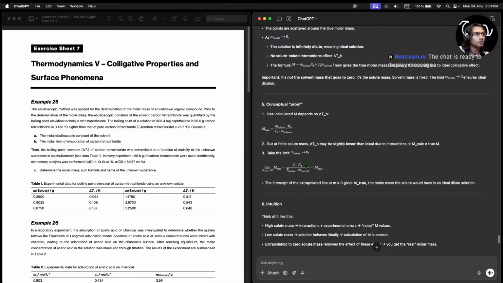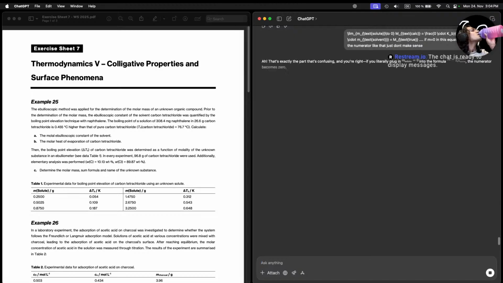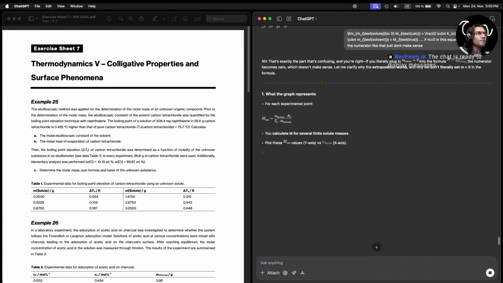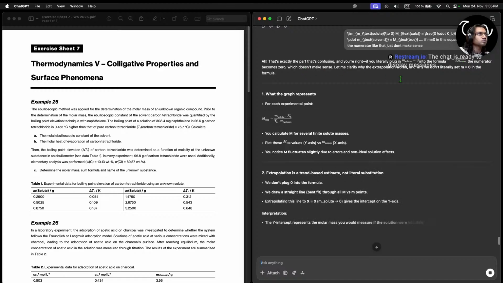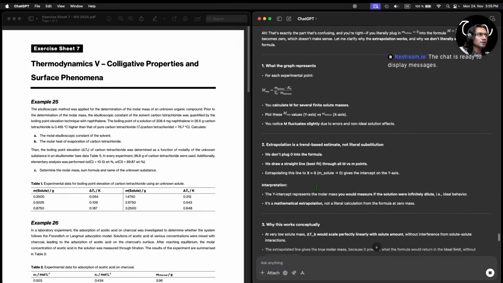I mean, if m of solvent is 0, we have a 0 at the denominator, the numerator, like that just doesn't make sense. We draw a straight line.